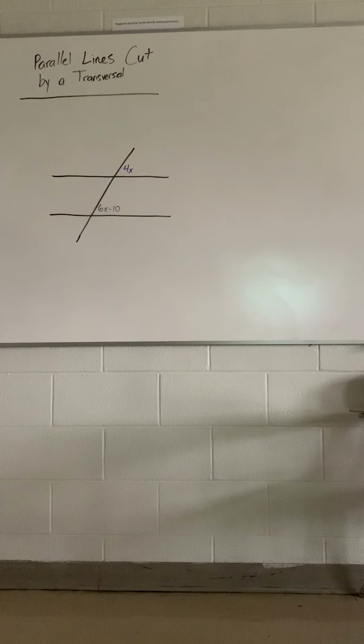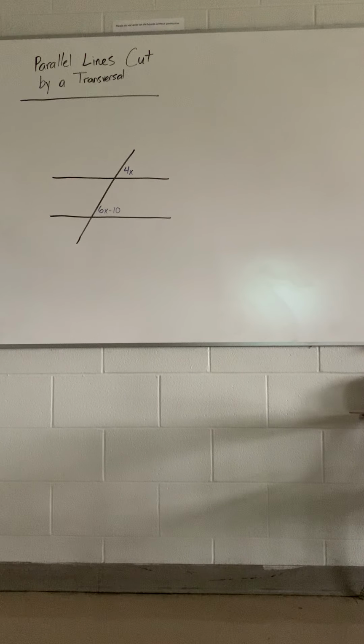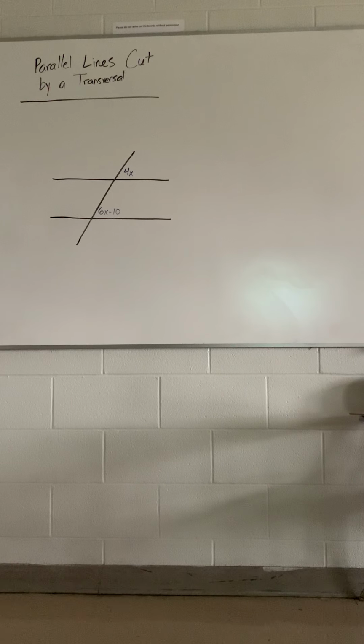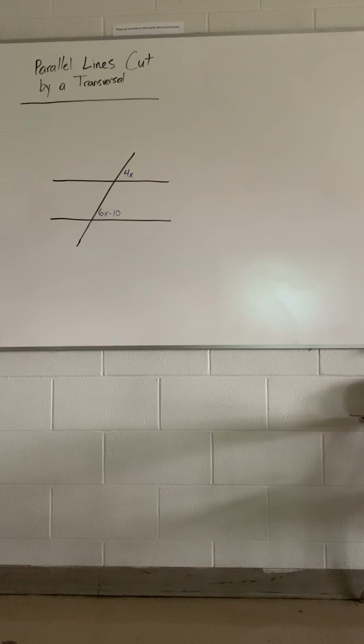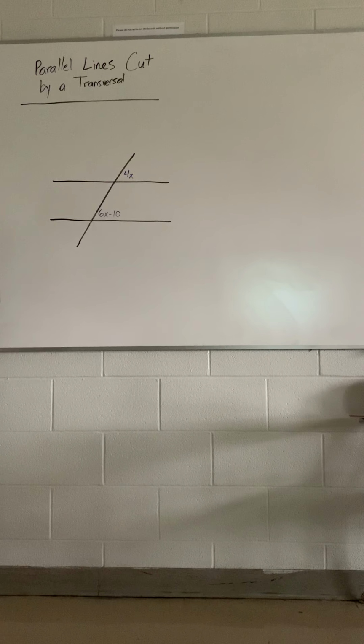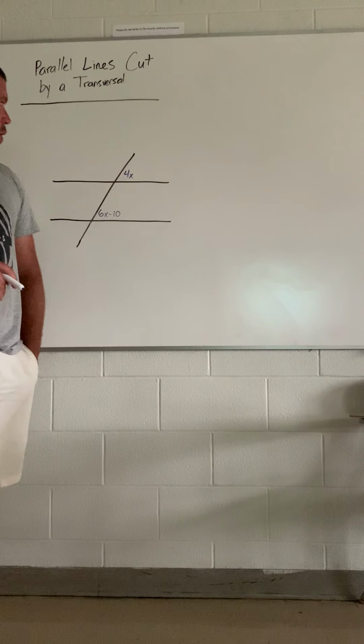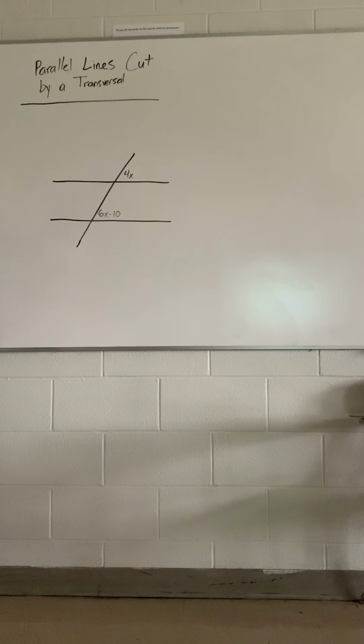All right, today we're going to look at solving for variables to find either the variable or the angle measure with parallel lines cut by a transversal. So the big thing we need to think about is that we've got one of two things happening here. We've got angles that are the same measure, or we've got angles that total 180 degrees. And that's going to make the difference in how we set up the problem.